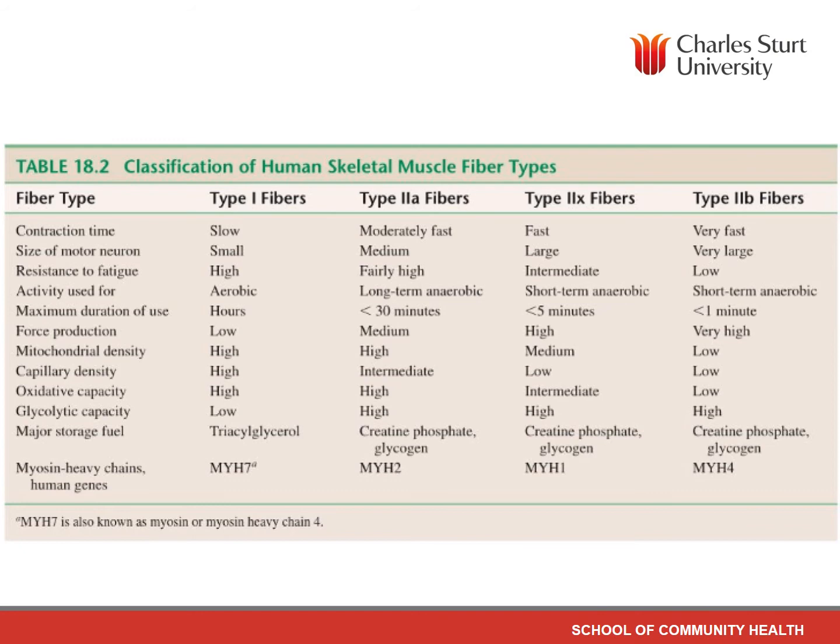Whereas with type 2X fibers, we can start to consider longer running races like the 1500 meters. Type 2A, we can consider 5 and 10 kilometer events, and then the type 1 fibers would be beneficial for hours, so say with the marathon.